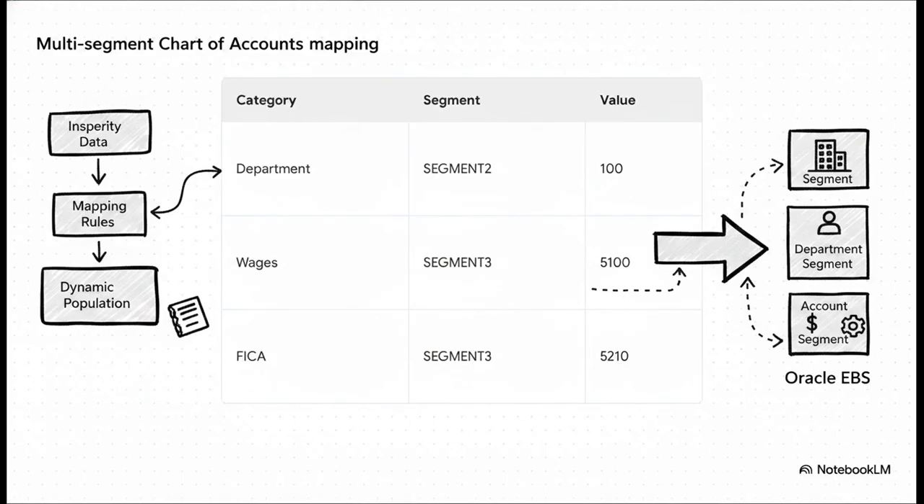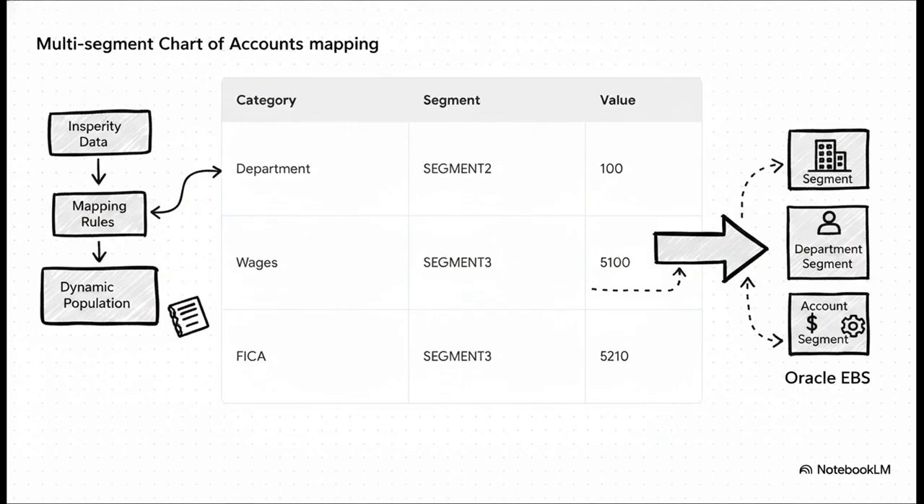You can see here exactly how this multi-segment chart of accounts mapping dynamically populates the required company, department, and account segments. For example, if Insperity shows regular wages for Department 100, the mapping table automatically routes that to Segment 3, Account 5100, for salary expense, while keeping the department code totally intact.